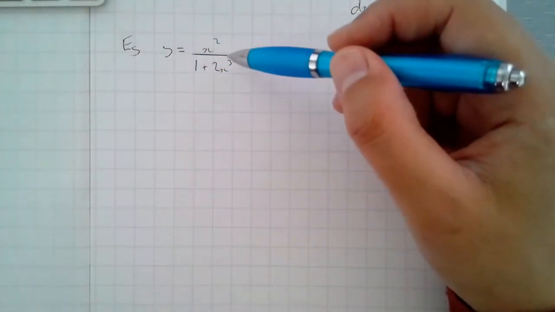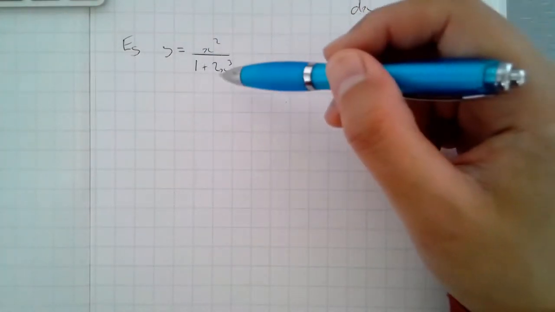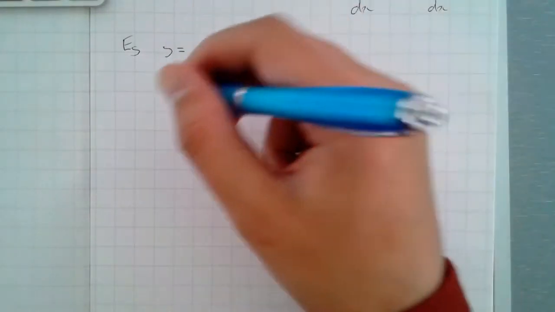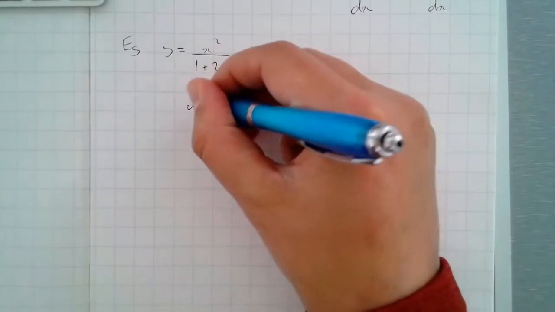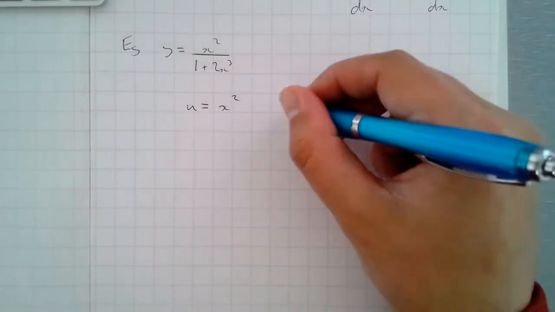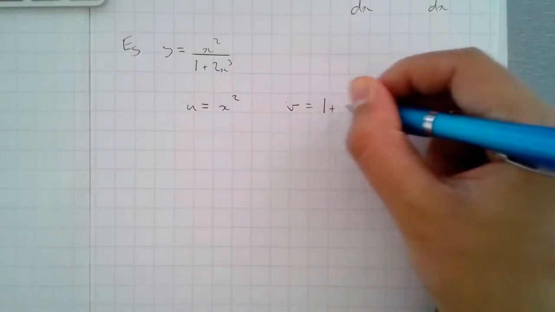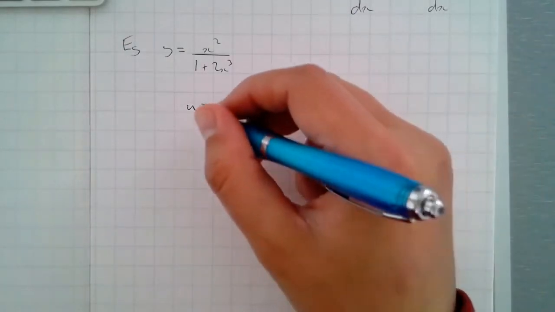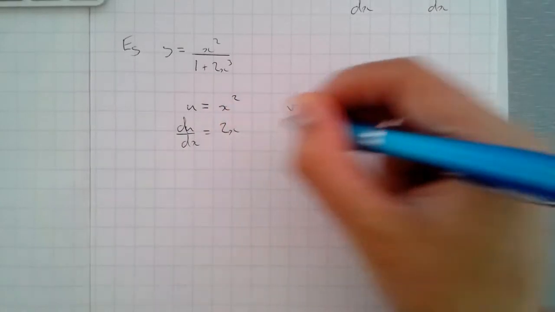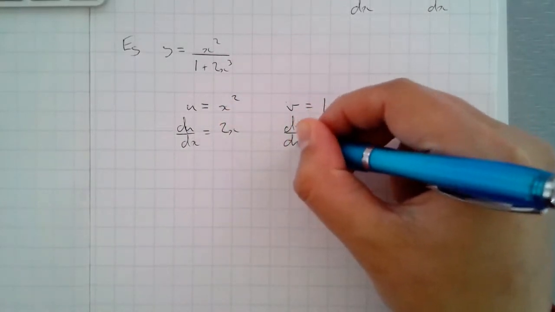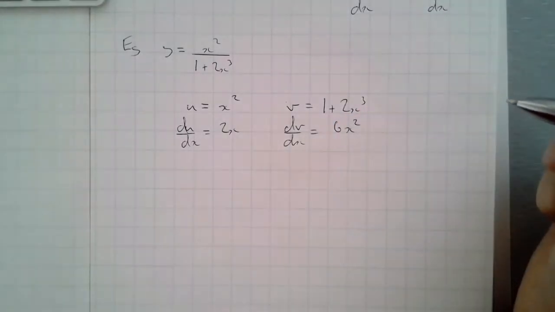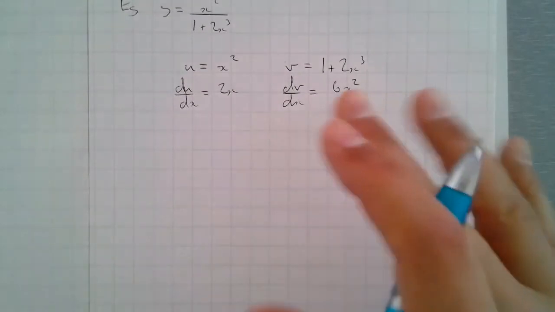Okay, so if I want to differentiate this, it's quite blatantly a division, so I'm going to use the quotient rule, and I'm going to set up the same as I did yesterday for my product rule. I'm going to specify what I think u is and what v is, and then I'm going to differentiate both of them. So du/dx is 2x, and dv/dx is going to be 6x squared. So now I can just plug it straight into my formula.